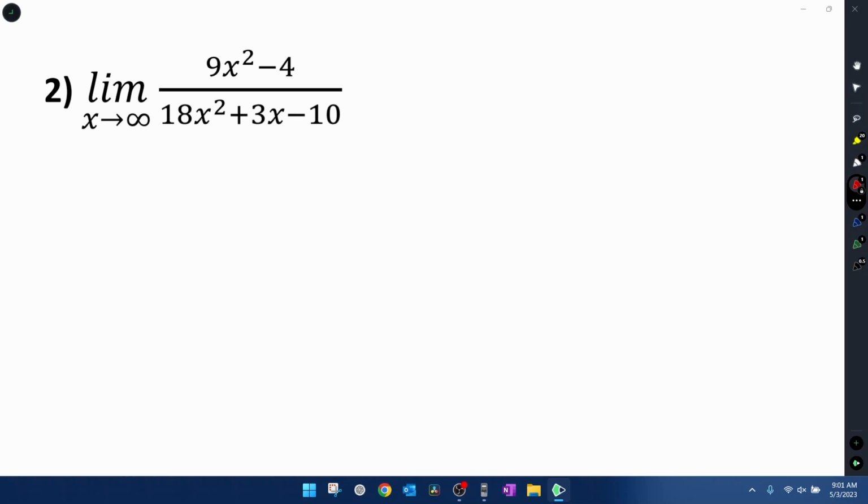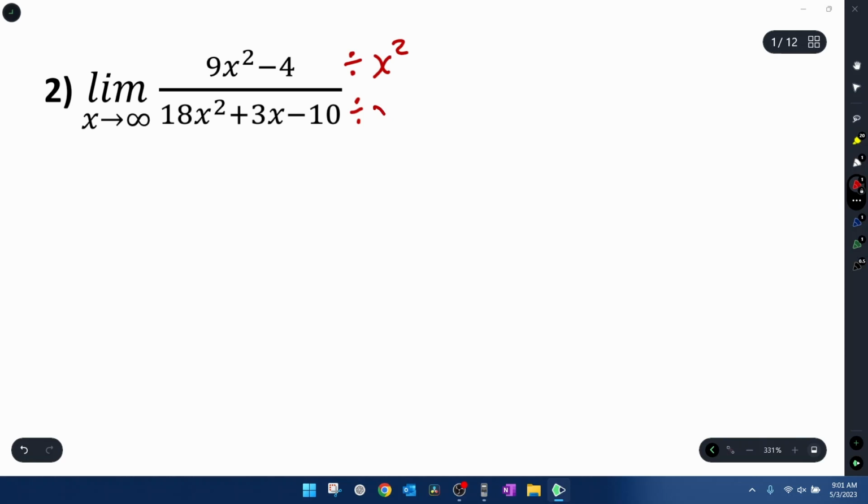Problem number 2, we have the limit here as x approaches infinity, again of a rational expression. One of the most effective techniques here is to divide top and bottom by the highest power of x. And so what I'm going to do is divide top and bottom by x squared, since that is the highest degree of the variable.